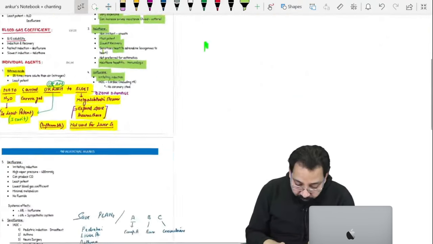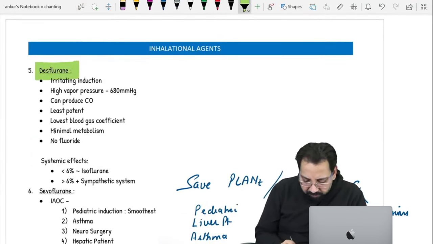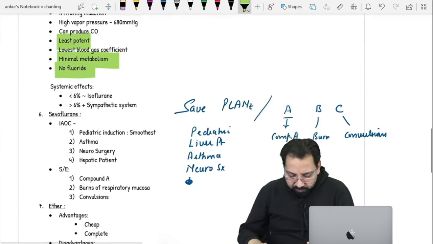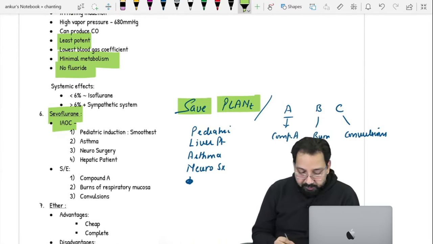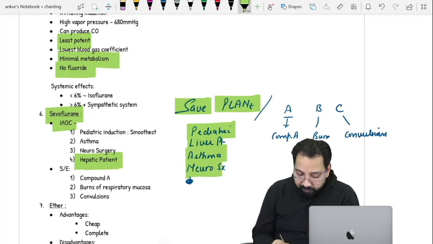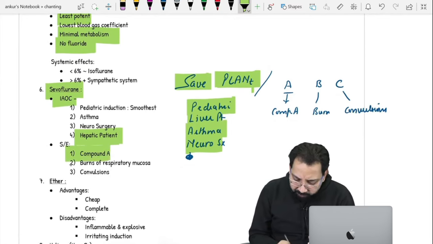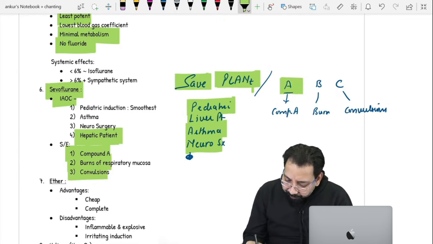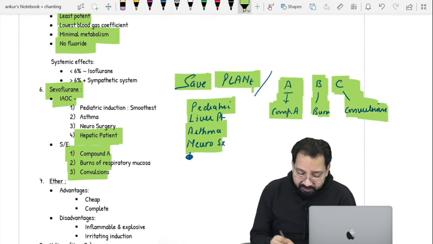Now, desflurane, yes. Desflurane, I told you, least metabolism, least interaction, okay, least potent, fast action, yes, no fluoride. Now, sevoflurane, this is the inhalational anesthesia of choice for SAVE PLANT. Mnemonic is save plant. P4 pediatric, L4 liver, hepatic patient, A4 asthma, N4 neurosurgery. Yes, T is silent. Yes, save plants. Okay, and you will remember side effects by ABC: A, compound A, which is nephrotoxic, B for burn, C for convulsion, or SE for seizure, you can remember.